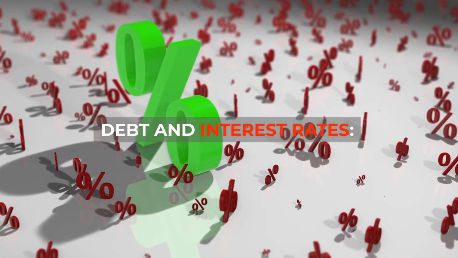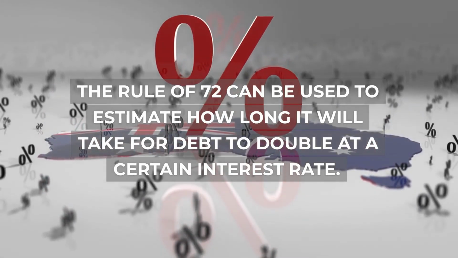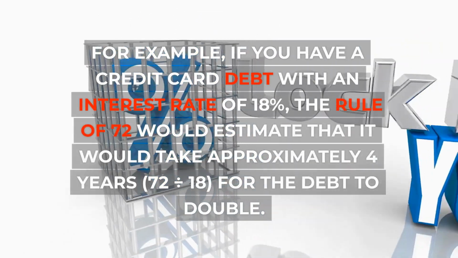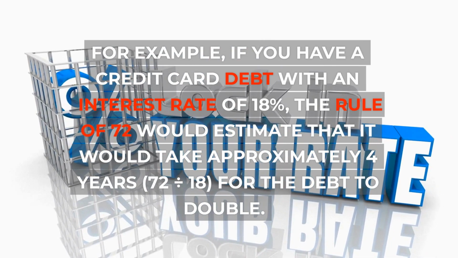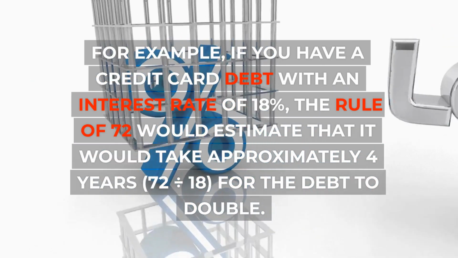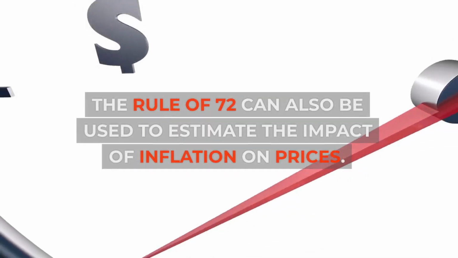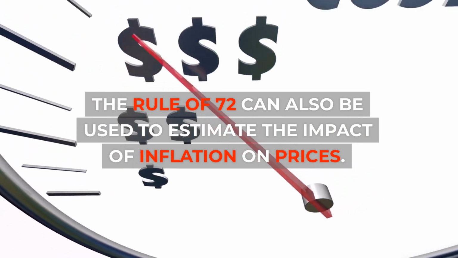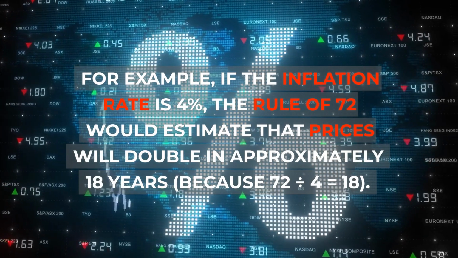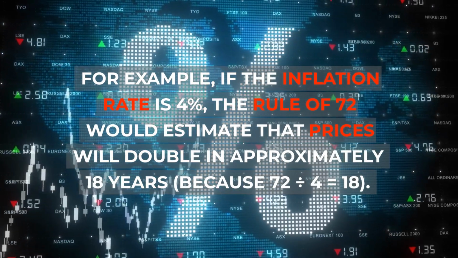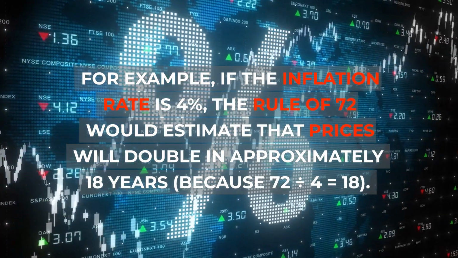Debt and interest rates. The Rule of 72 can be used to estimate how long it will take for debt to double at a certain interest rate. For example, if you have a credit card debt with an interest rate of 18%, the Rule of 72 would estimate that it would take approximately 4 years, 72 divided by 18, for the debt to double. Inflation. The Rule of 72 can also be used to estimate the impact of inflation on prices. For example, if the inflation rate is 4%, the Rule of 72 would estimate that prices will double in approximately 18 years, because 72 divided by 4 equals 18.